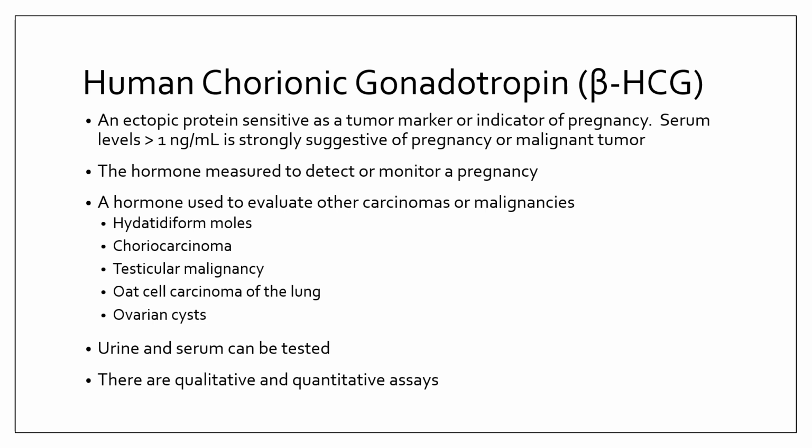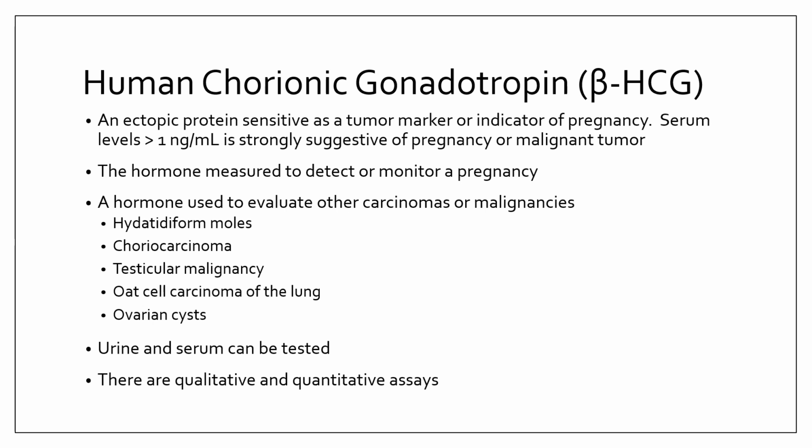Instead, we look for beta HCG, which is very unique and easy to evaluate, and it's very different than other hormones. An ectopic protein sensitivity as a tumor marker or indicator of pregnancy is what HCG is used for. If you have a serum level of HCG that is greater than 1 nanogram per mL, it usually is strongly suggestive of pregnancy or a malignant tumor. So even men can have a positive HCG if they have a tumor.